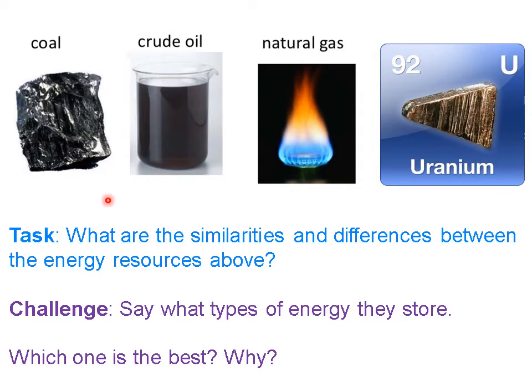Other differences might be that you think about the state of these: coal and uranium are solids, whereas oil is a liquid and natural gas is obviously a gas. Sometimes you might talk about the difference in the amounts of energy that they can store, per gram of fuel. Uranium stores a lot more energy than these three do. Coal, you could say, is more polluting in that it has more impurities. So there's quite a few things that you could talk about in terms of their differences.